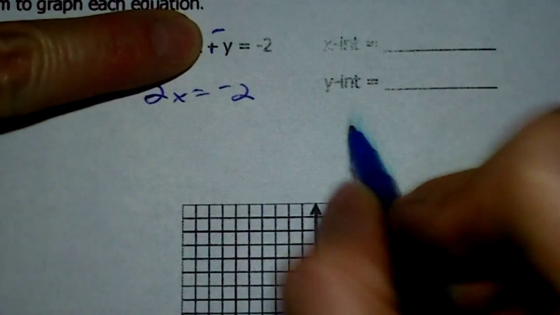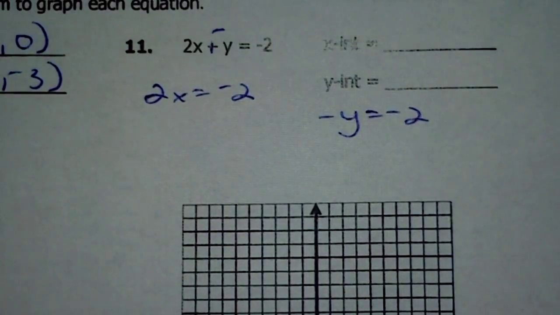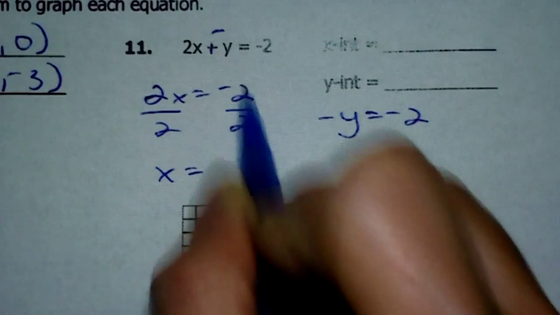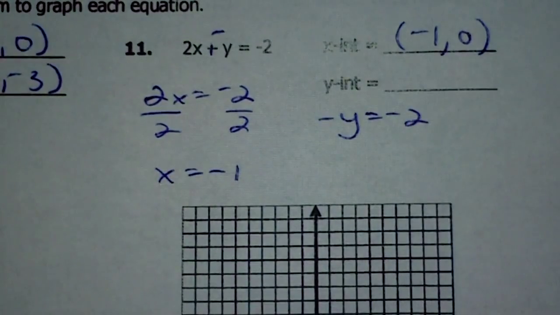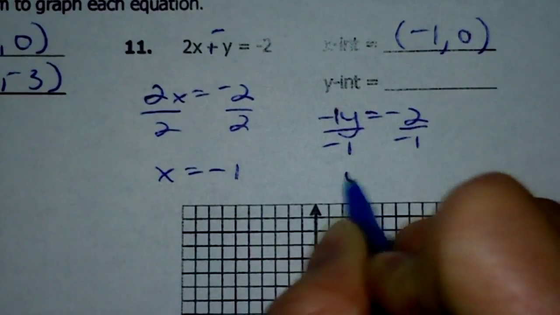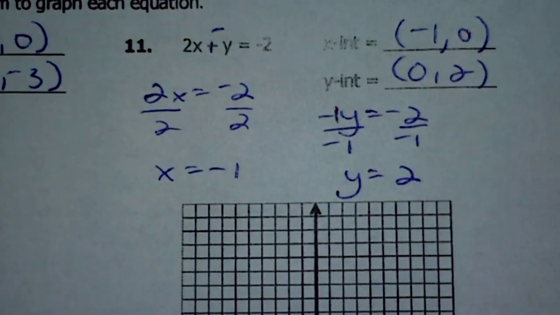And when x is 0, I'm left with negative y equals negative 2. So we're just solving for both of those to find the intercepts. Divide by 2. The x-intercept should be negative 1, so negative 1, 0. And your y-intercept, negative y means negative 1y. Divide them both by negative 1, and your y-intercept is a positive 2. So that means 0, 2.